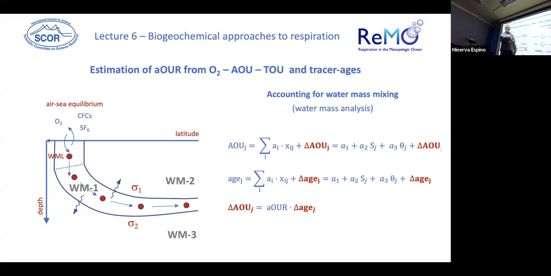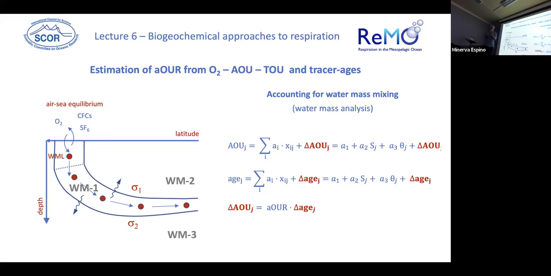You make a multiple linear correlation of age with water mass mixing, and you obtain delta H, which is not dependent on mixing. So then you can take your delta apparent oxygen utilization, correlate it with your delta H, and the slope of this correlation is the apparent oxygen utilization independent of water mass mixing. I said this is not perfect, but it's much better than doing nothing.